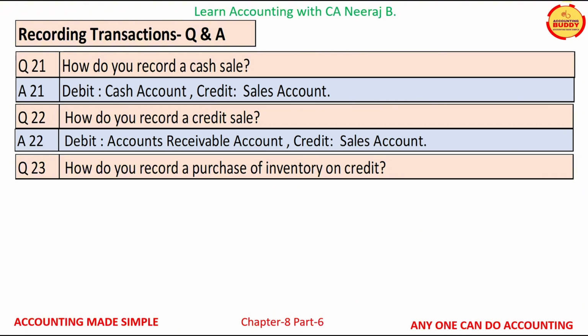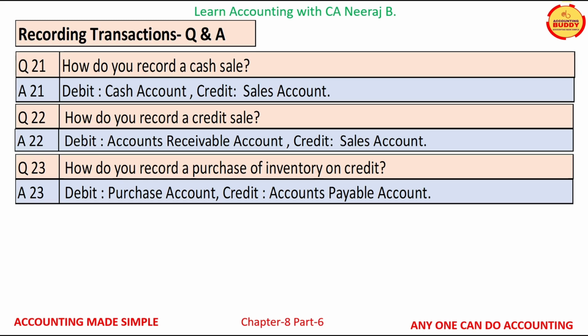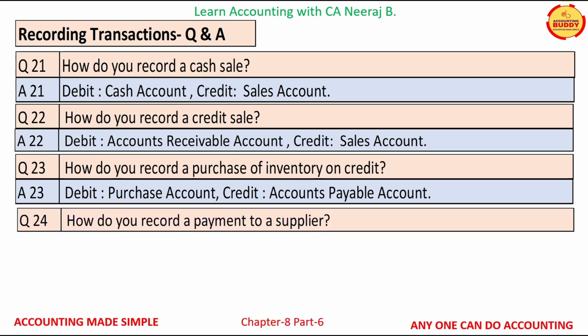Question number 23, how do you record a purchase of inventory on credit? The answer is debit purchase account and credit accounts payable account. Question number 24, how do you record a payment to a supplier?